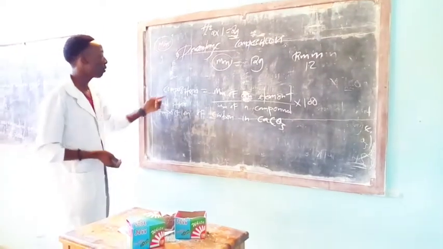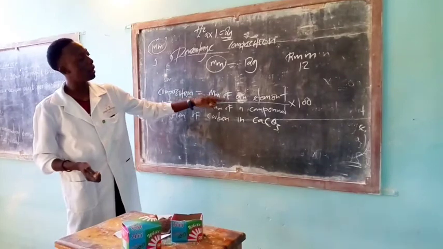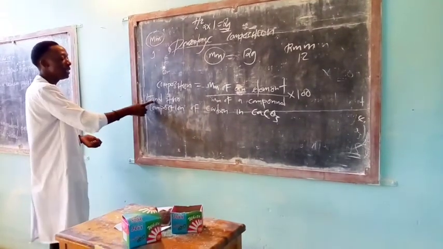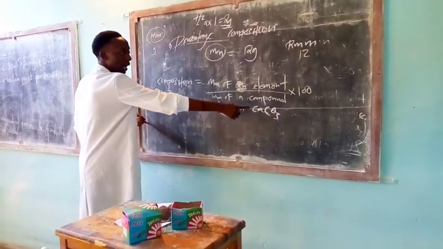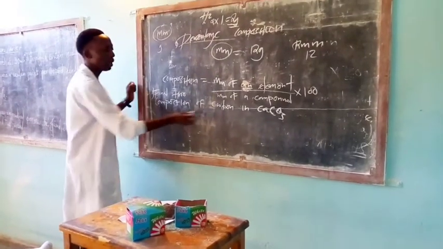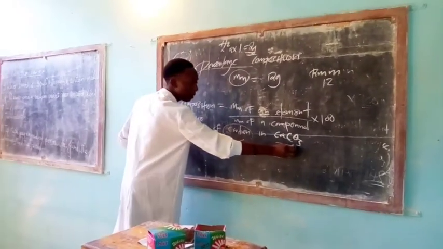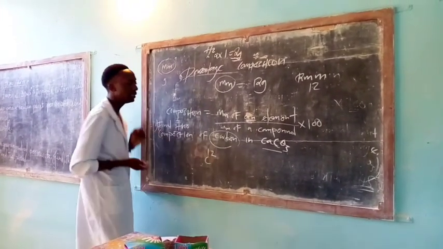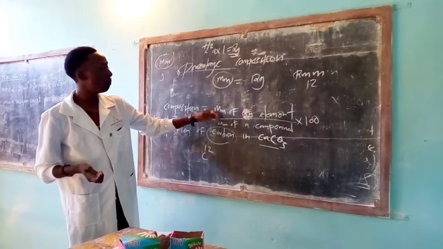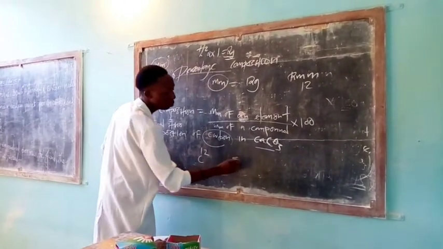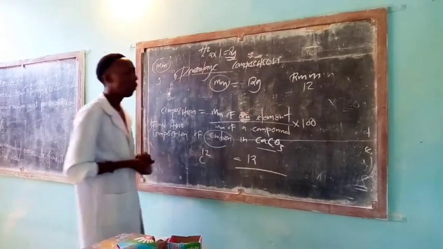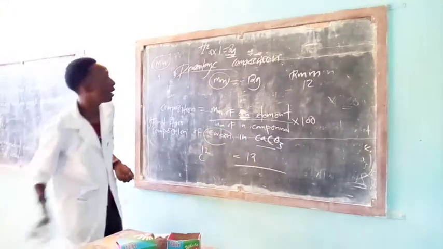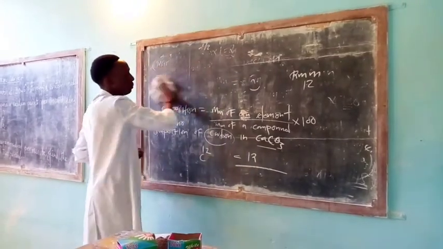For example, composition is equal to molar mass of an element divided by molar mass of a compound times 100. The question is going to say: find the composition of carbon in calcium carbonate. Remember, they're talking about carbon in calcium carbonate. So, what's the mass of carbon? The mass of carbon is 12. On top here, they're saying the molar mass of an element, so it's equal to 12 divided by the compound they've given you in the question. It's what? Calcium carbonate.